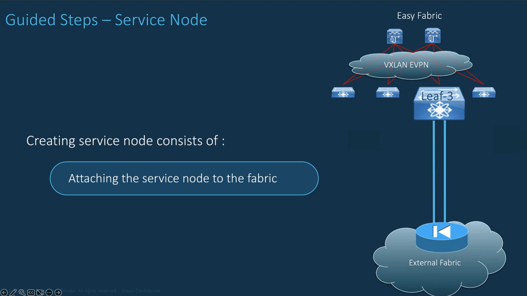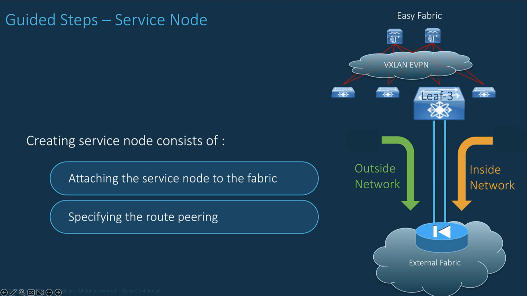Currently, creating a service node consists of two or three main steps. First, you need to attach the service node to the fabric. You specify on which leaf node or VPC pair device your firewall or SLB device is attached to, which interface it is connected to, and the VLAN you wish to use in the trunk to reach the inside and outside interfaces of the service node. The external fabric is the fabric where the service node resides. All devices that NDFC operates require to belong to a particular fabric.